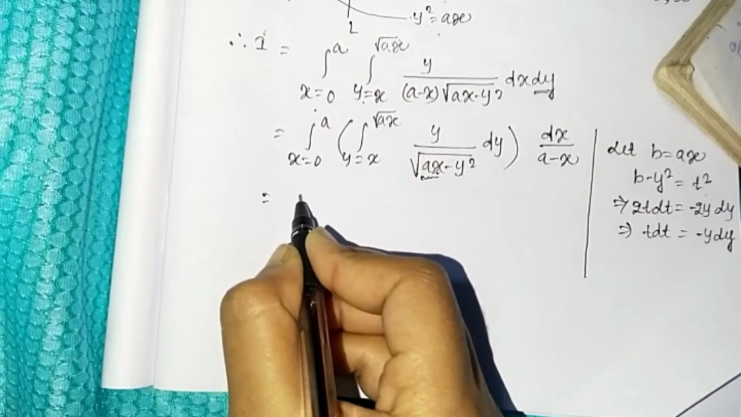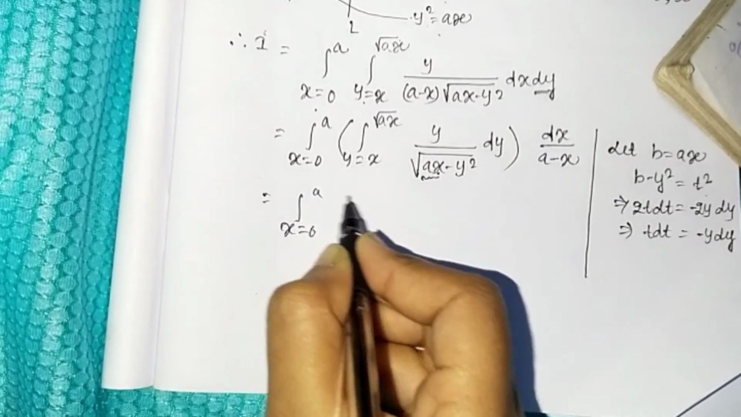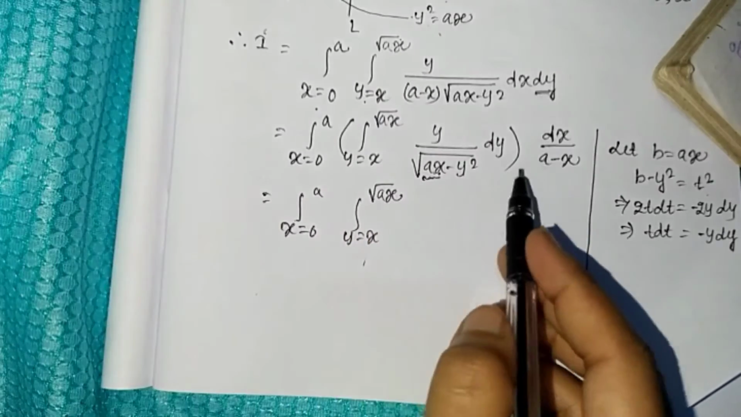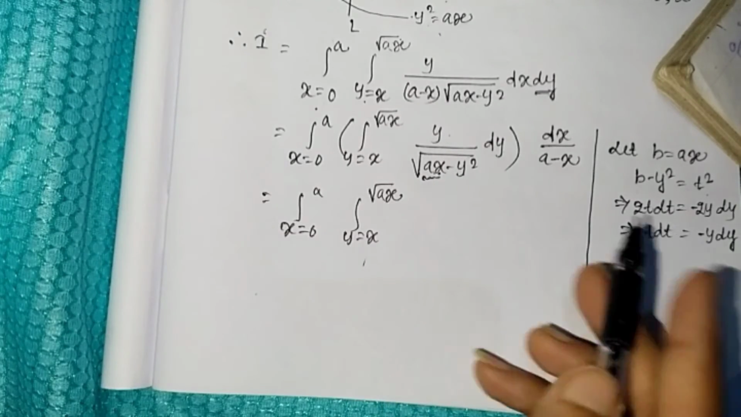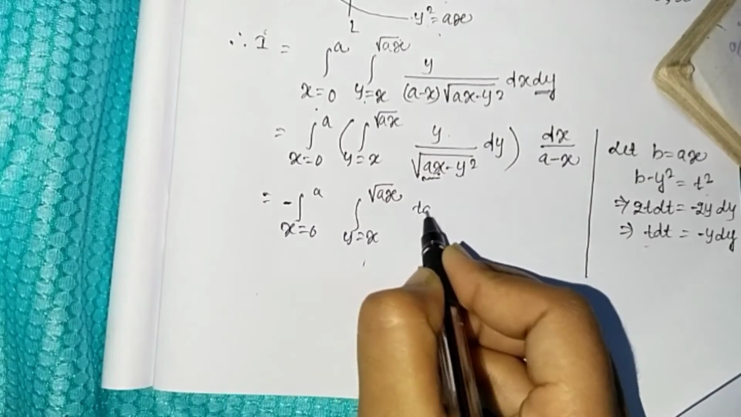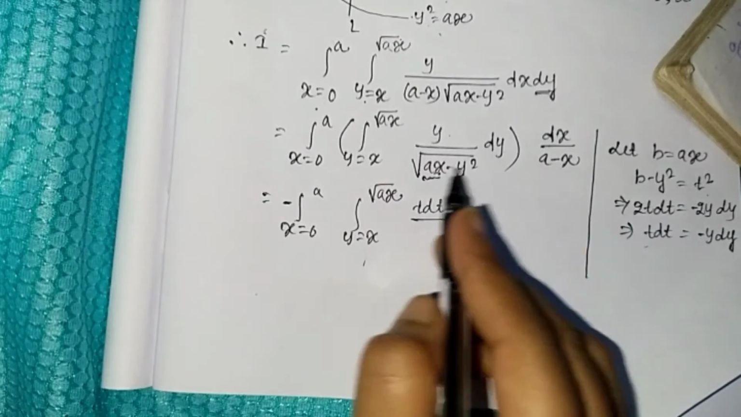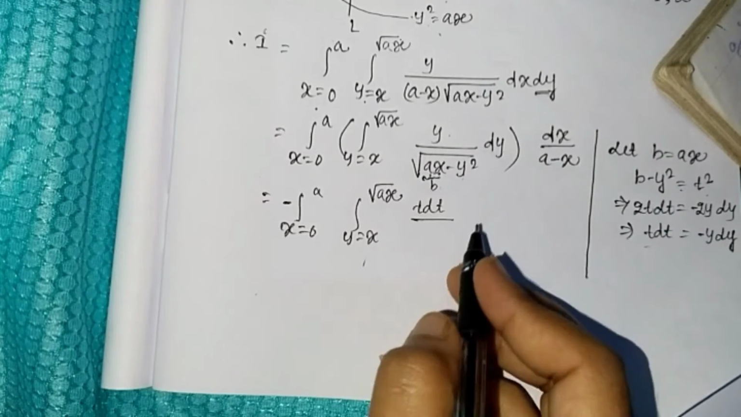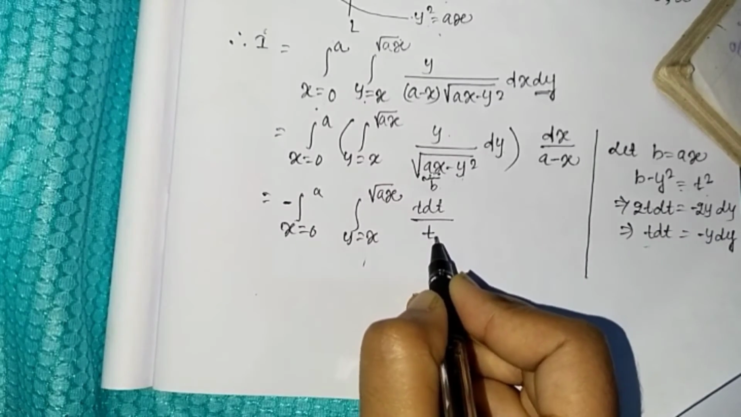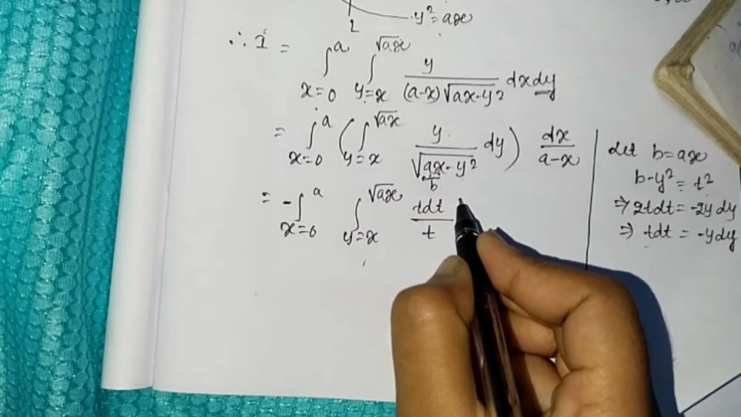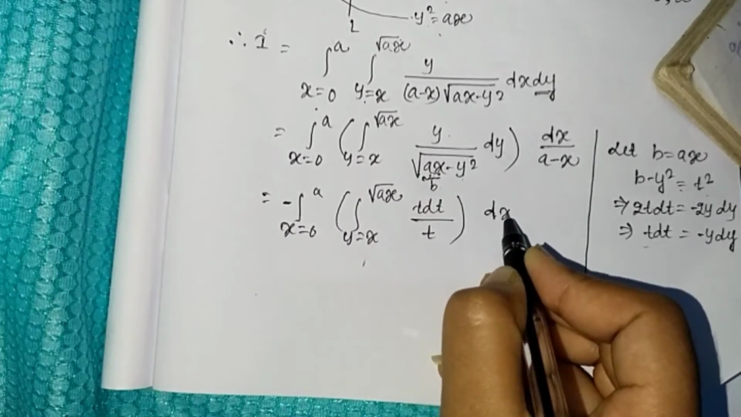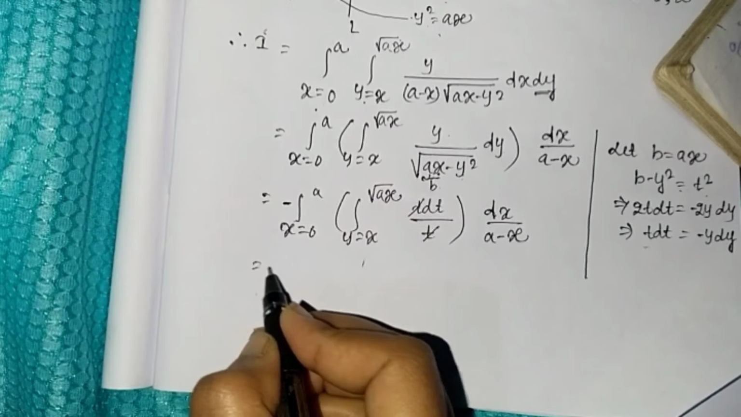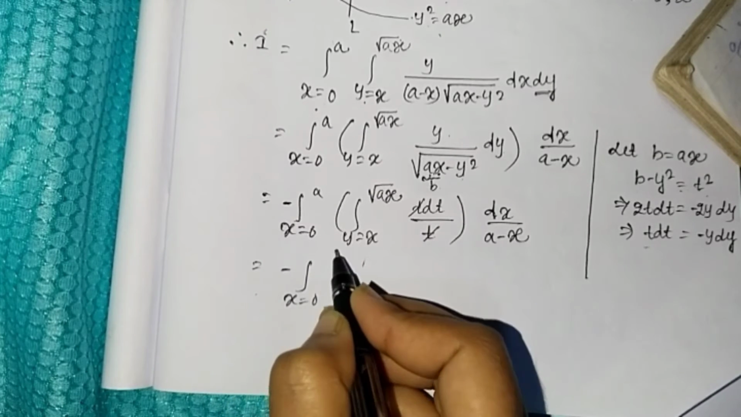Then x limit is from 0 to a, y limit is from x to root over of ax, and our y dy is minus t dt. So minus goes outside, t dt divided by root of b minus y square. This is our b. b minus y square is t square, root over of t square is t. Then dx divided by a minus x. T goes cancel out. Here we get minus integral x is from 0 to a.